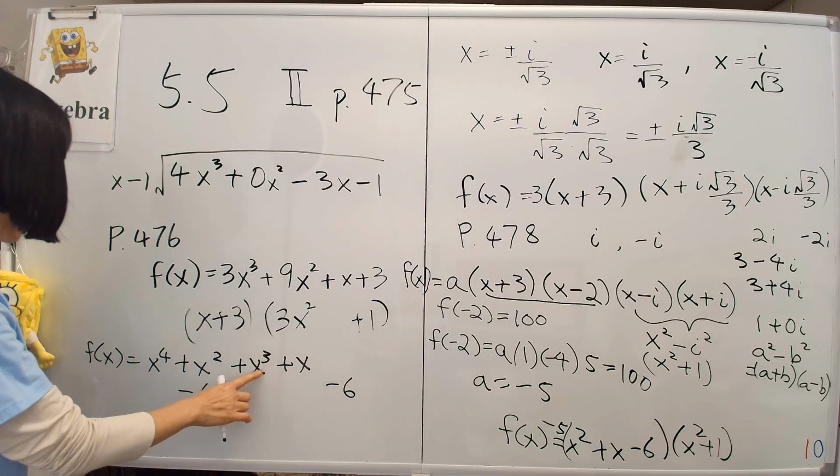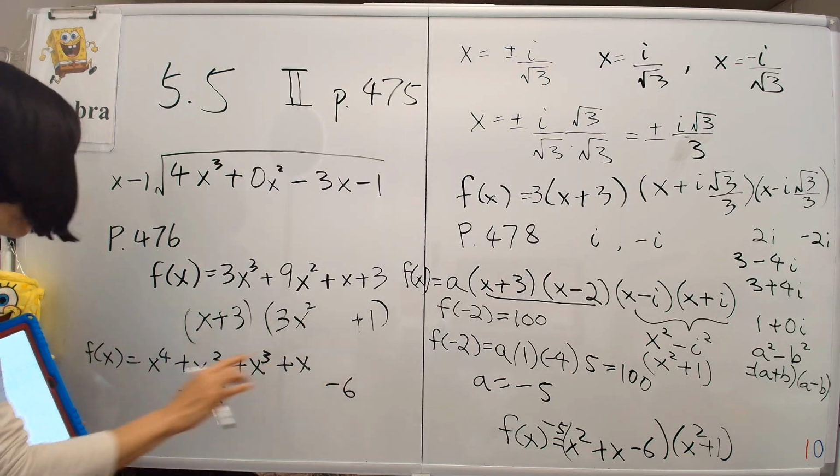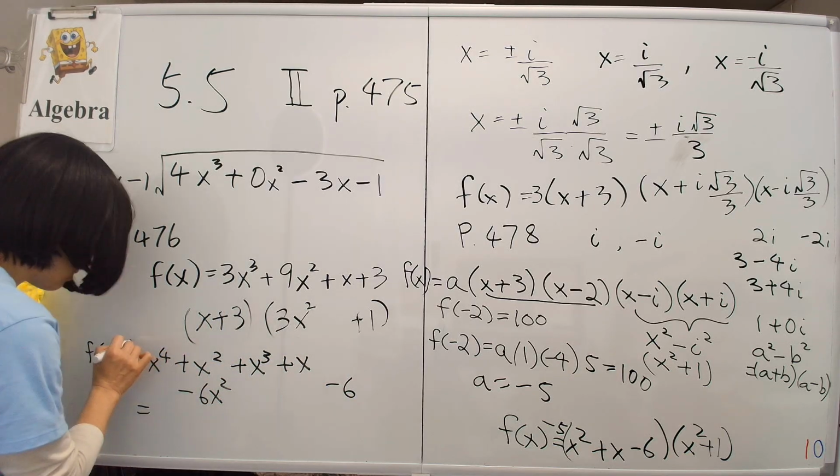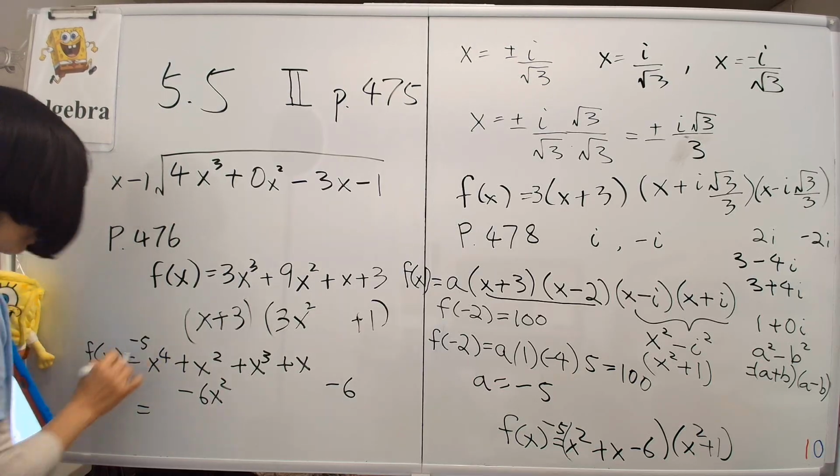So that's about it. We'll write it down in descending order of the power. Oh, I forgot the -5 again. I'll write it here, -5 times all the stuff.